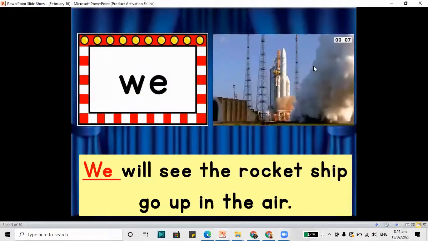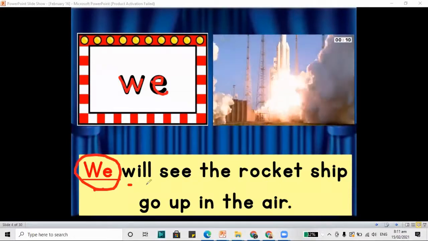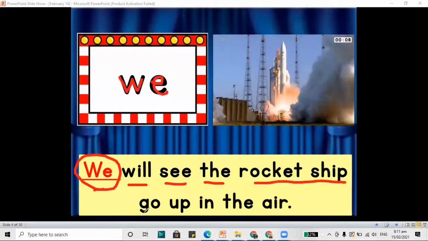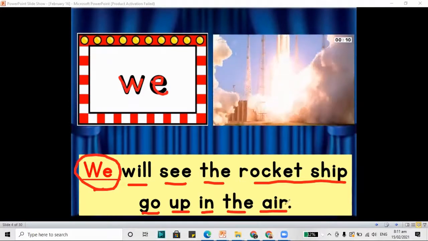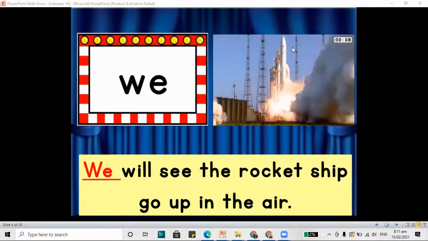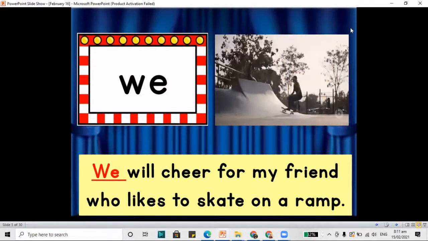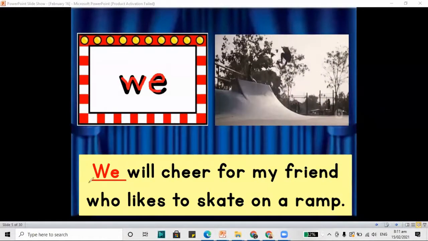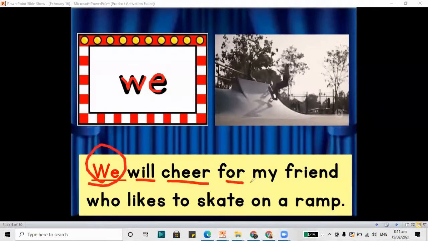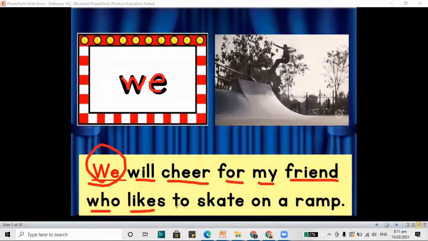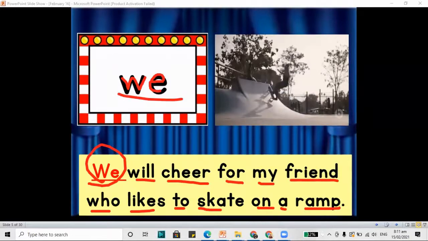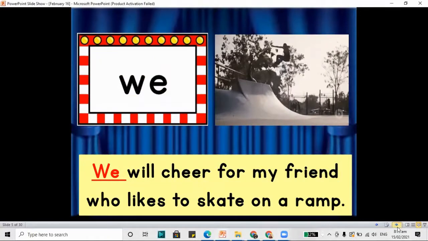How about the next one? We have another sentence for we. W-E, we. We will see the rocket ship go up in the air. We have the word we. What else do we have? We have the word we again. W-E makes the word we. We will cheer for my friend who likes to skate on a ramp. Our word is we.